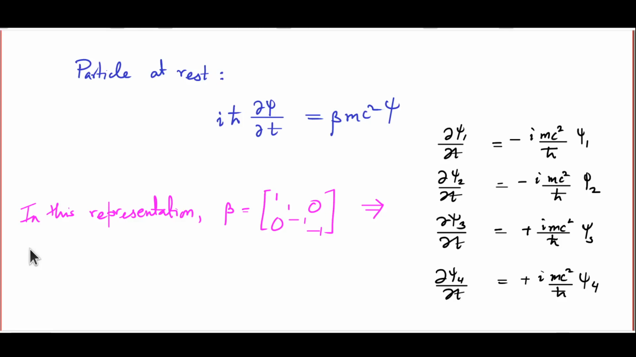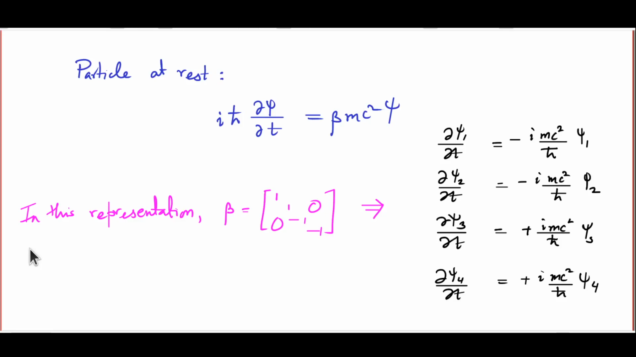Now, in this particular representation, beta is a diagonal matrix with 1, 1, minus 1 and minus 1 as the diagonal elements. So, you can very easily rewrite this equation, the Dirac equation for the particle at rest, in terms of the 4 component wave functions. It is very easy to see that what you will get is i h cross del psi 1 del t is mc square psi 1, which translates to del psi 1 del t equals minus i mc square by h cross times psi 1. You actually get a similar result for psi 2, psi 3 and psi 4.